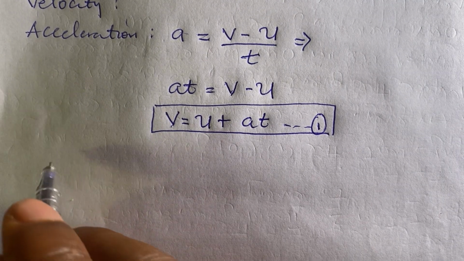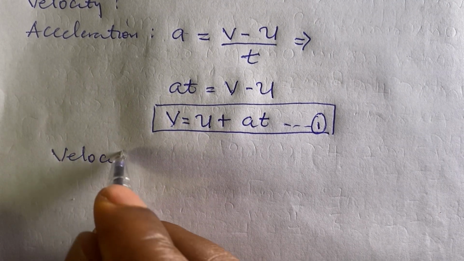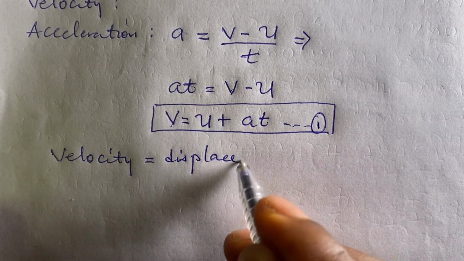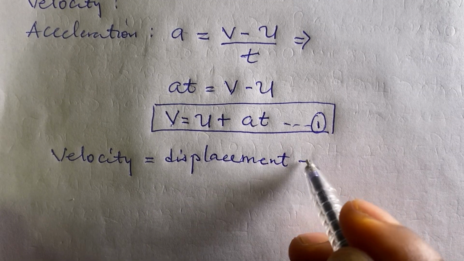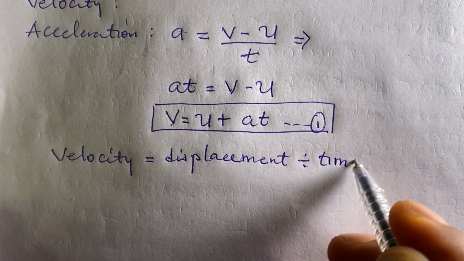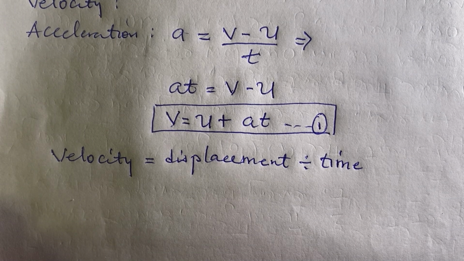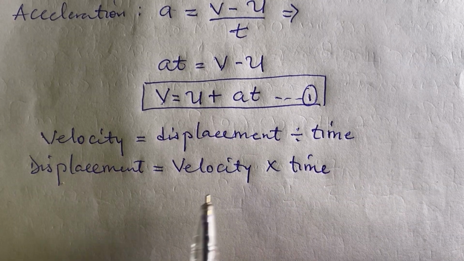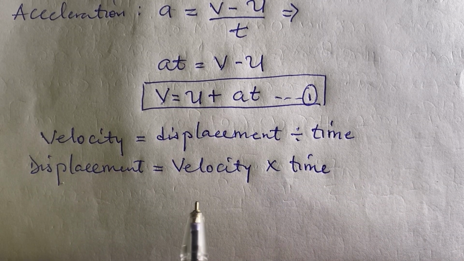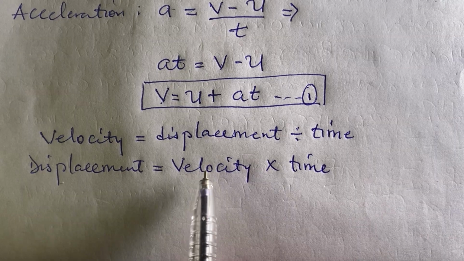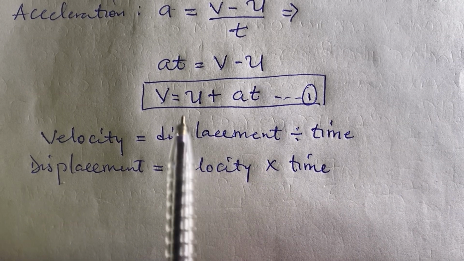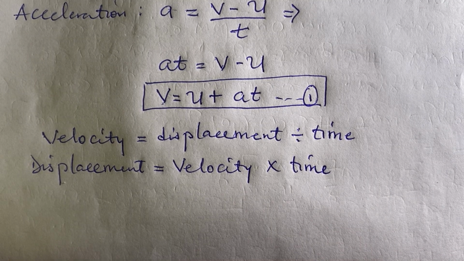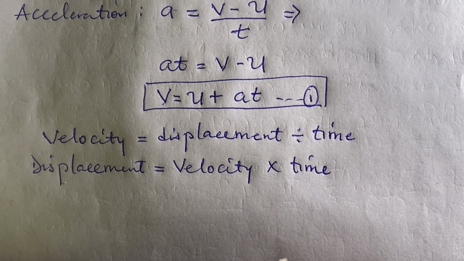Now recall that we defined velocity to be displacement per unit time, that is displacement divided by time. That is what the velocity is. So if I make displacement the subject of the formula here, we are going to have this. But you need to understand that the velocity we are talking about here is not constant. Why? For us to have acceleration, that means velocity is changing. So the velocity is not constant because there is an acceleration.